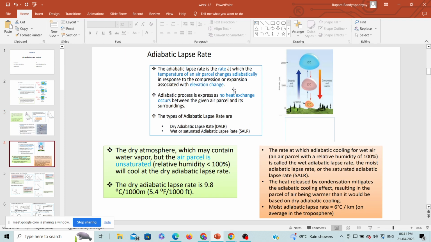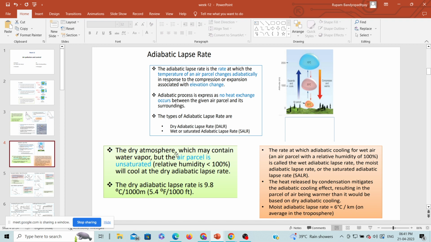The adiabatic lapse rate is the rate at which the temperature of an air parcel changes adiabatically in response to the compression or expansion associated with elevation change. Suppose this is the air parcel; with increase in height, what is the change in temperature? As it is an adiabatic process, no heat exchange occurs; it is assumed that no heat is exchanged between the given air parcel and its surroundings. There are basically two types of adiabatic lapse rates: the dry adiabatic lapse rate and the wet adiabatic lapse rate.